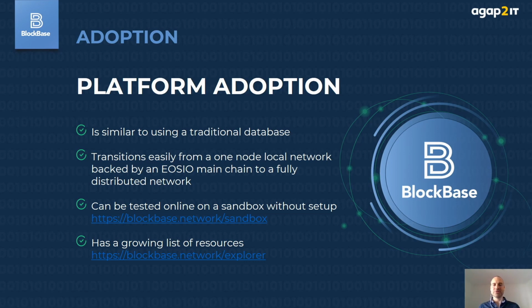So, platform adoption. How do we help in platform adoption? As I said, it's very similar to using a traditional database. It transitions easily from a one-node local network backed by an EOS.IO main chain to a fully distributed network. So if you want to play with the technology, you can start building a local network on your computer, and then when you're comfortable, you can expand and develop or use a fully distributed network, and participate on the BlockBase network as a provider, and so forth.